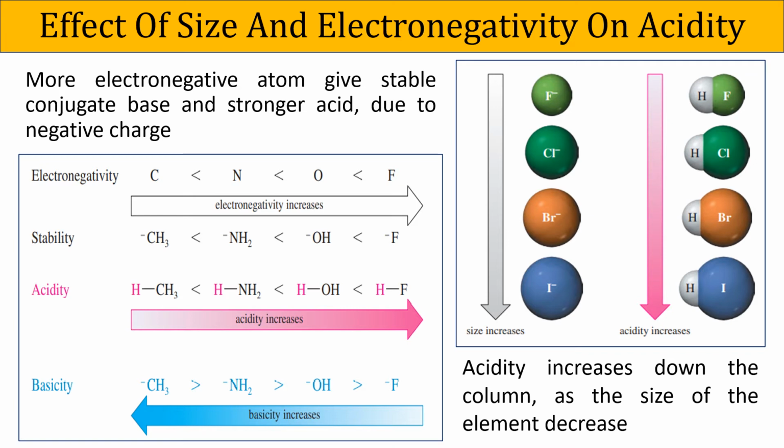Electronegativity. A more electronegative element bears a negative charge more easily, giving a more stable conjugate base and a stronger acid. Electronegativity increases from left to right in the periodic table. Size. The negative charge of an anion is more stable if it's spread over a large region of space within a column of the periodic table. Acidity increases down the column as the size of an element increases.